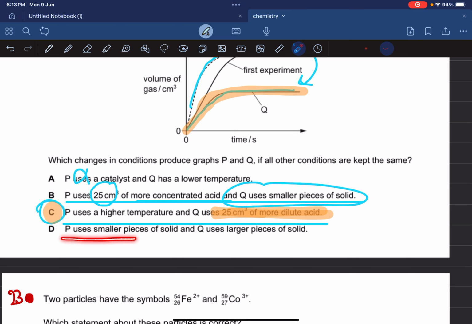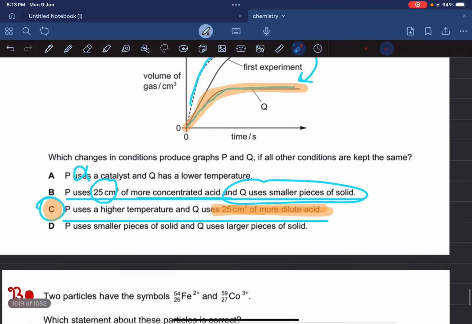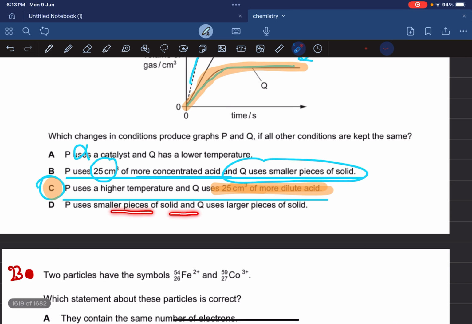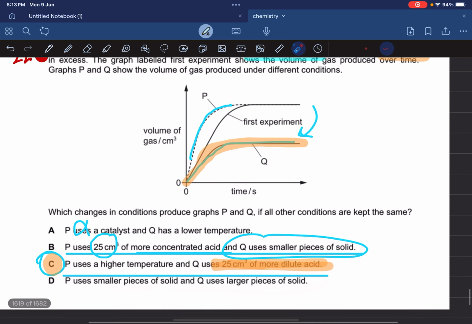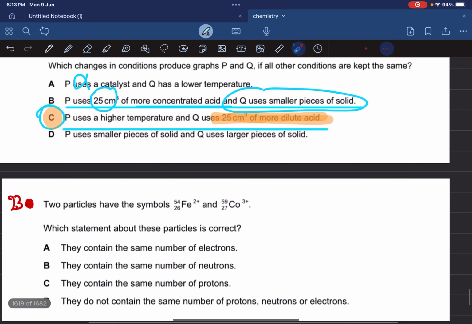D. P uses smaller pieces. P has a greater rate, so okay, smaller pieces of solid, and Q uses larger pieces of solid. Okay, that could be correct, but you also had to take into account less amount of gas produced, which means less amount of your acid, which means more diluted acid. Okay, I hope you get it.